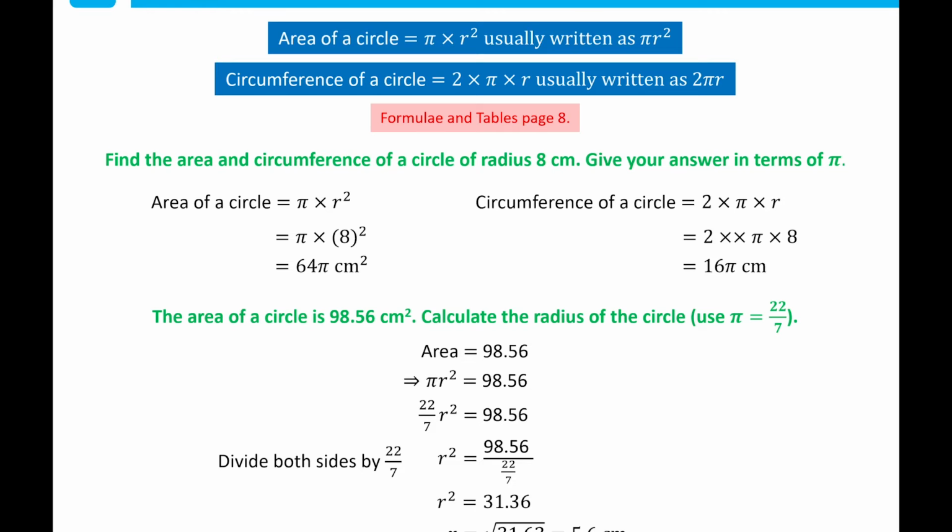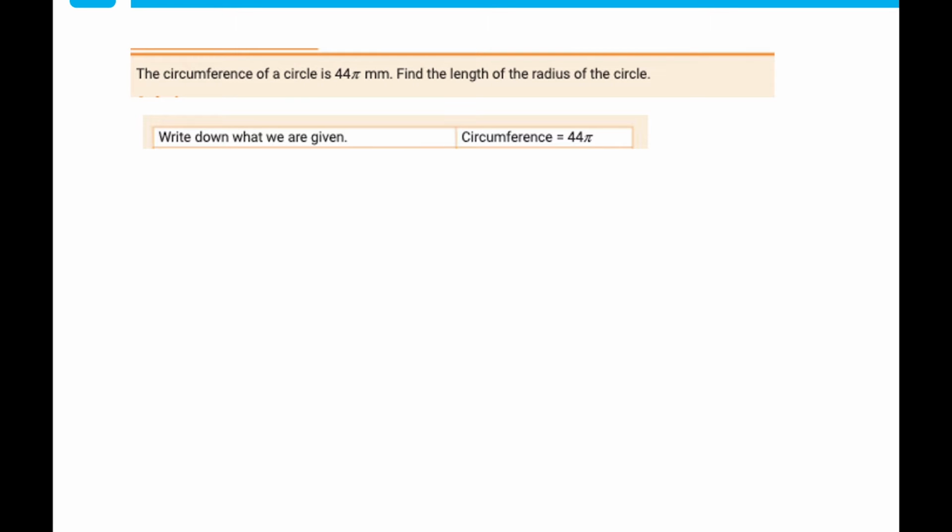Let's try another example where we have to find the unknown dimension. This time we're told that the circumference of a circle is 44 pi millimetres. Find the length of the radius of the circle. Again, we're going to follow the same steps. Write down what you were given. We're told that our circumference is equal to 44 pi.